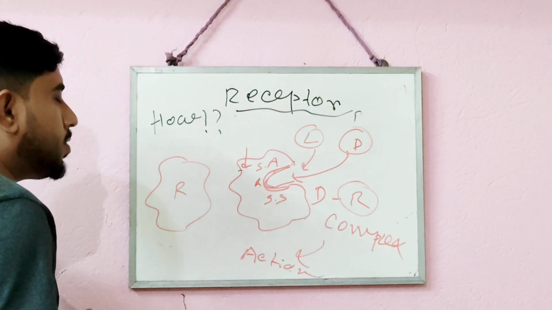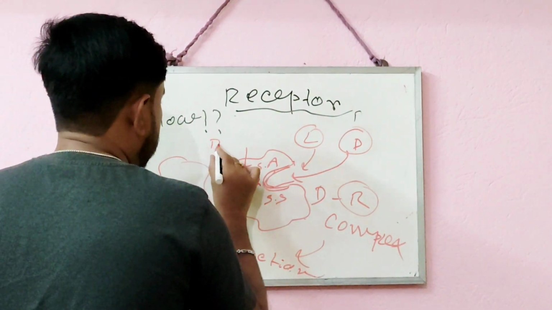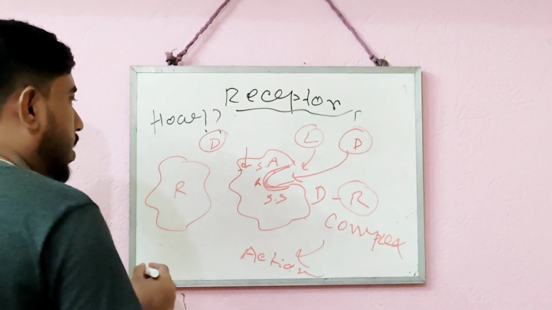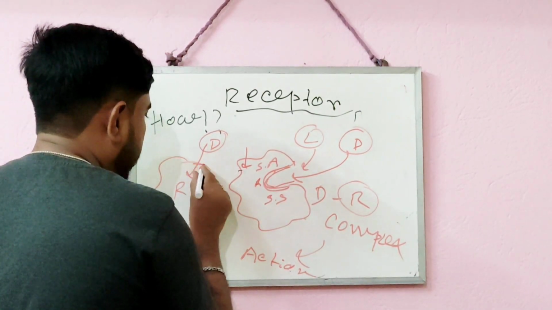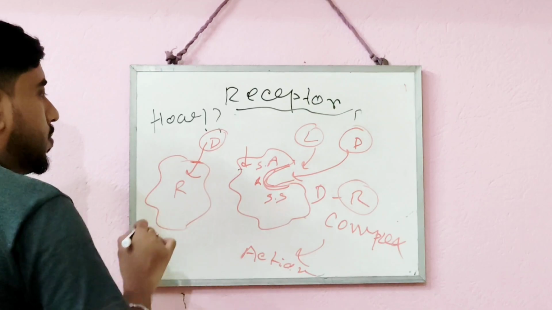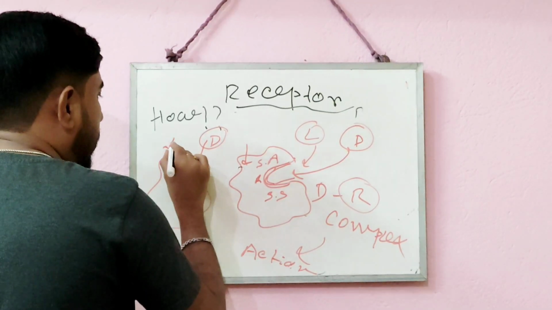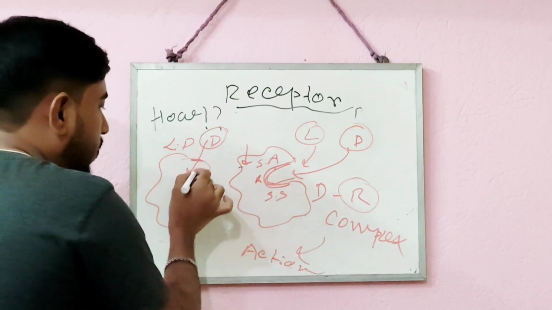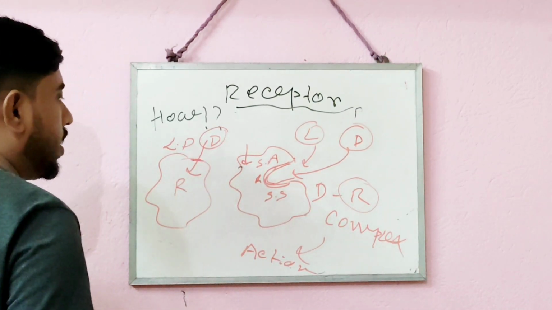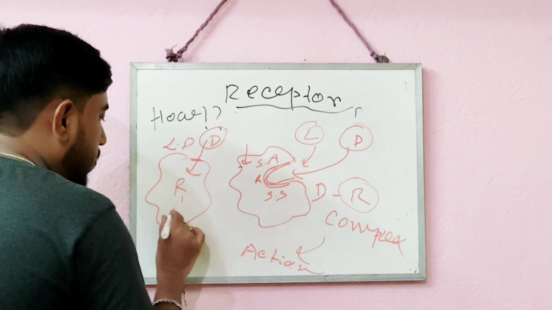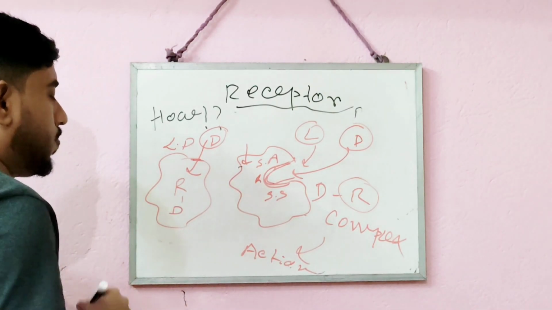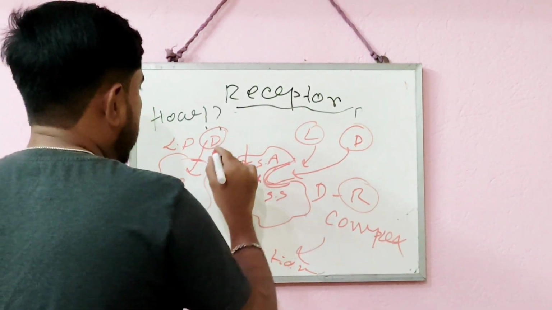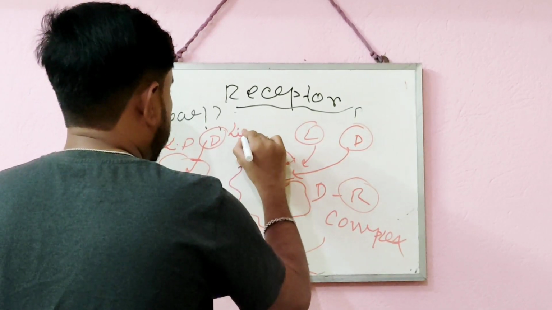Now suppose that is the cell and the receptor is present inside the cell. That means for the drug to bind with the receptor and show its action inside the cell, the drug has to pass the membrane. That membrane is made of lipid. So if the drug is to cross that lipophilic membrane, enter the cell and bind with the receptor to form a receptor-drug complex, then the drug should be lipophilic in nature.